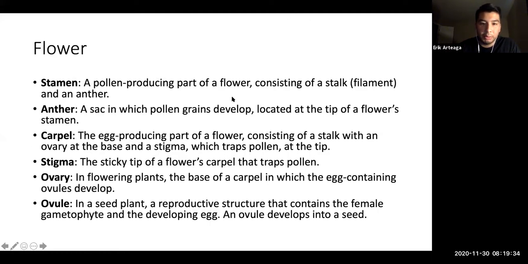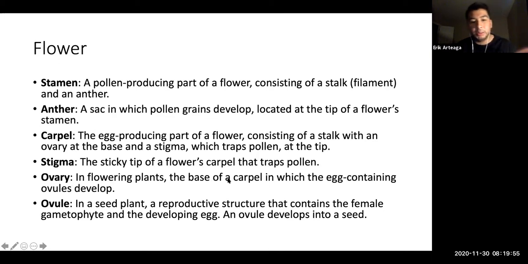Stamen, this is a pollen-producing part of the flower, consists of a stalk, filament, and an anther. Anther is a sac in which pollen grains develop, located at the tip of a flower stamen. Carpel, the egg-producing part of the flower, consisting of a stalk with an ovary at the base and a stigma, which traps pollen at the tip. And we'll see this right now in the image.